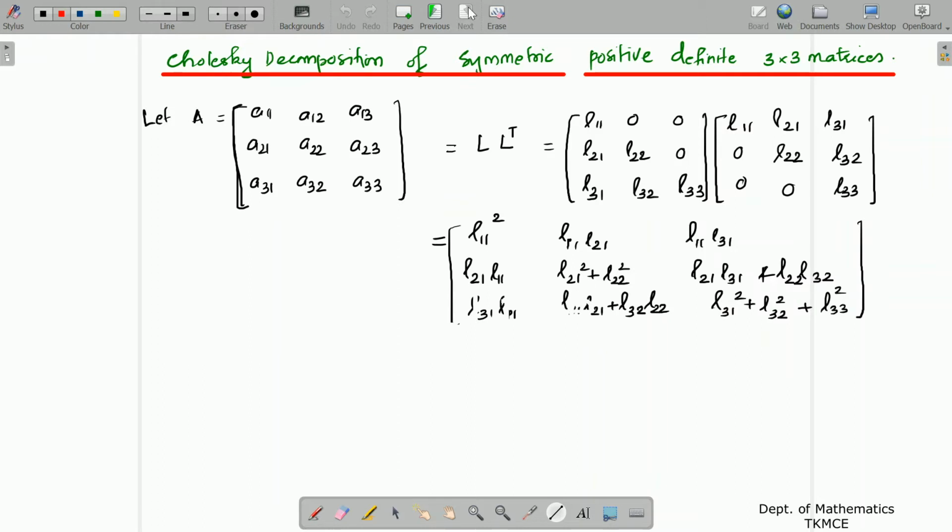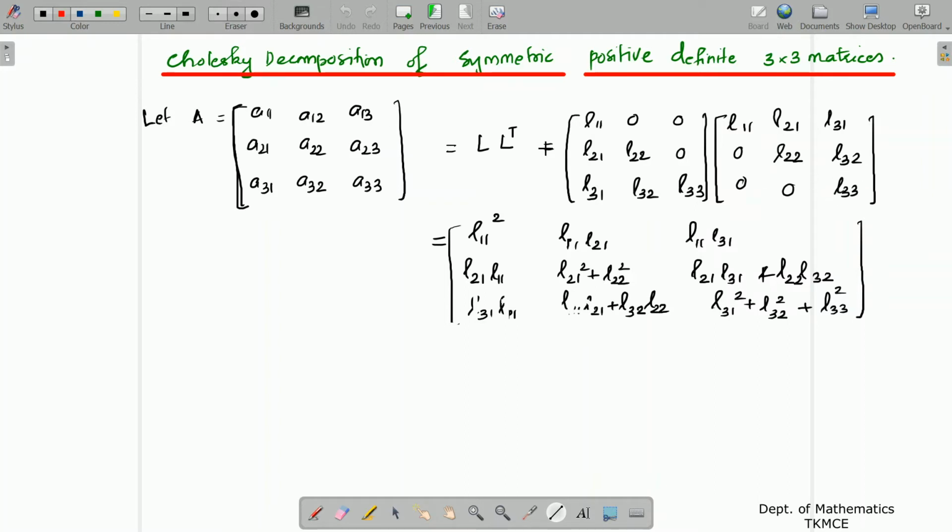Now, here we study the decomposition of symmetric positive definite 3x3 matrices. Consider a 3x3 symmetric positive definite matrix A11, A12, A13, A21, A22, A23, A31, A32, A33. That is equal to L into L transpose, where we assume L to be L11, 0, 0, L21, L22, 0, L31, L32, L33. And we take its transpose.